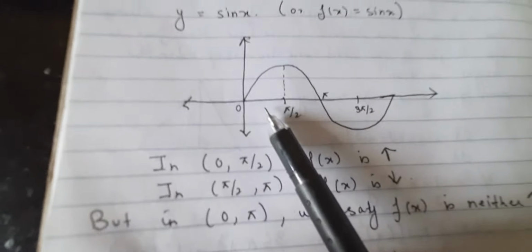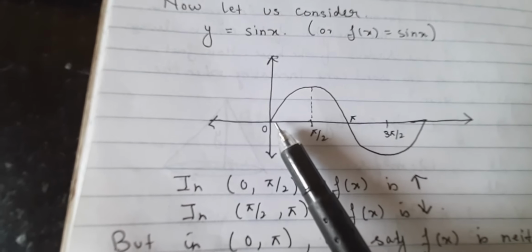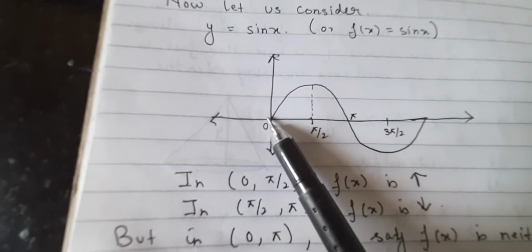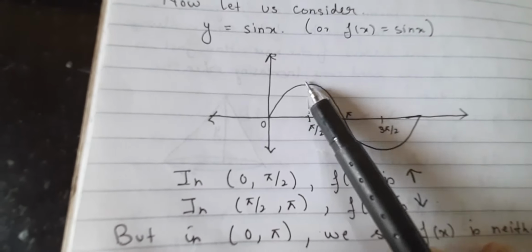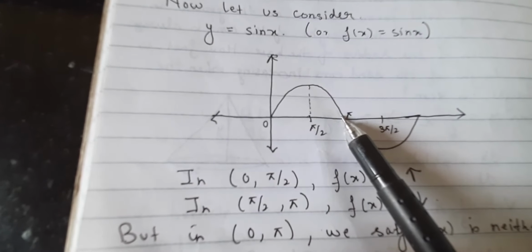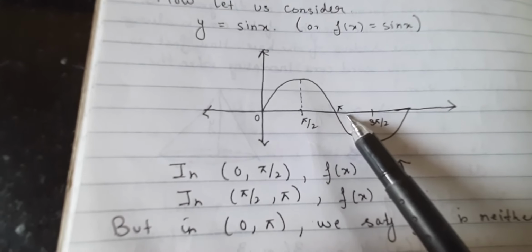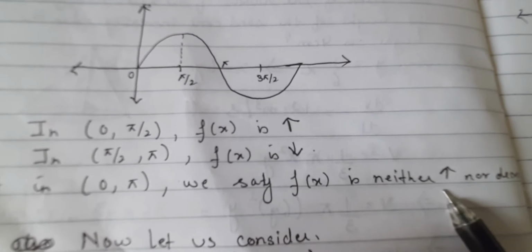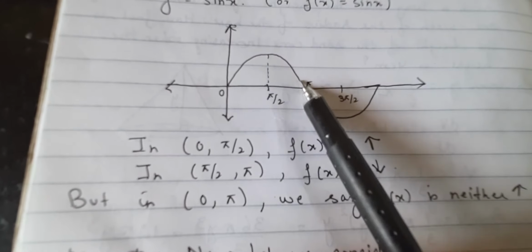Whenever such types of questions come, the first question is in which interval we are talking about the function being increasing or decreasing. If I am talking about 0 to pi/2, we'll say it is increasing. If I am talking about pi/2 to pi, it is decreasing. But what about 0 to pi? It is increasing also, it is decreasing also. In such cases, when a function is both increasing and decreasing in a particular interval, we say that f(x) is neither increasing nor decreasing in that interval, 0 to pi.